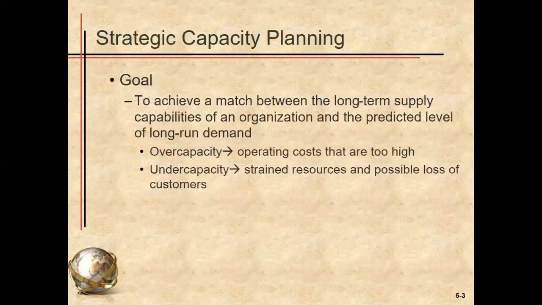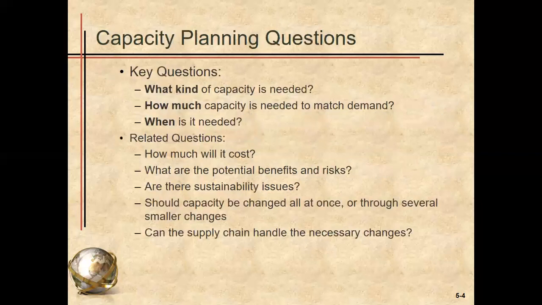Strategic capacity planning: the goal is to achieve a match between the long-term supply capabilities of an organization and the predicted level of long-run demand. Overcapacity will create costs, and undercapacity strains the system and may cause a loss of customers, as I told you before. So we will go faster, because the number of slides is quite large.